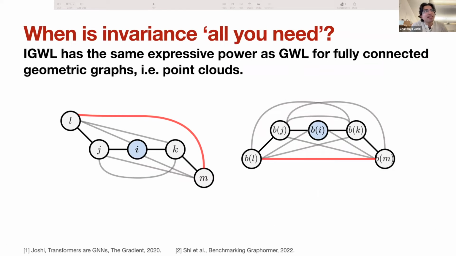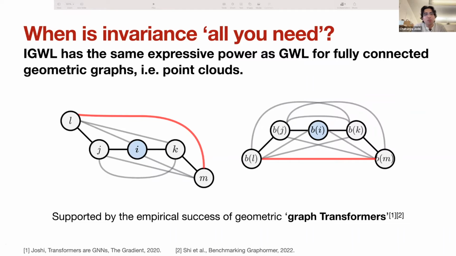Then we can also think about when invariance might be sufficient, or a setting where invariance is all you need. So we can say that IGWL would have the same expressive power as GWL on fully connected geometric graphs, because you now don't need to propagate information. You can directly compute all possible invariants. And this somewhat supports the empirical success of graph transformers such as Graphormer, which was very successful, at least a year back, across molecules and materials. So those were some results.